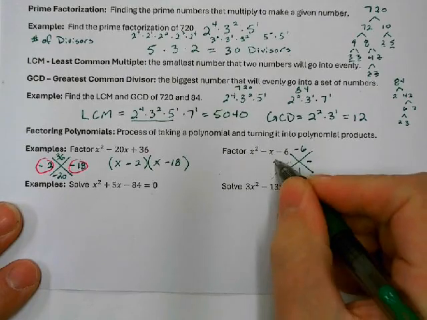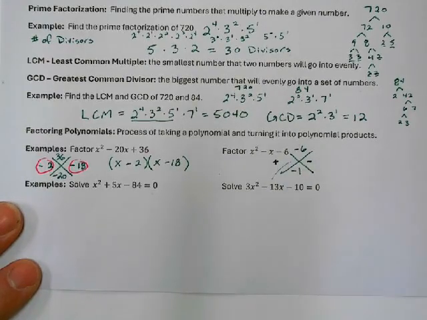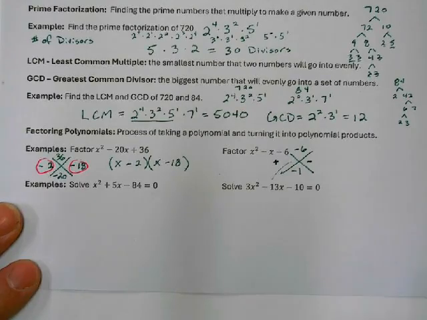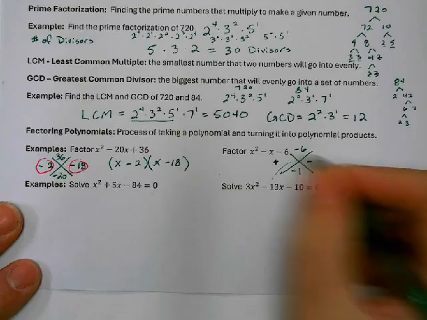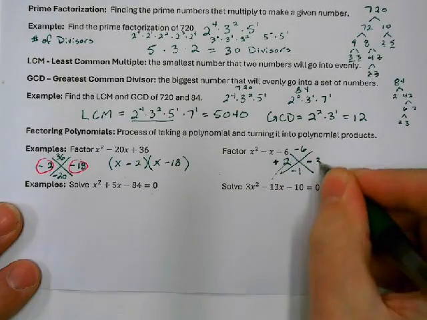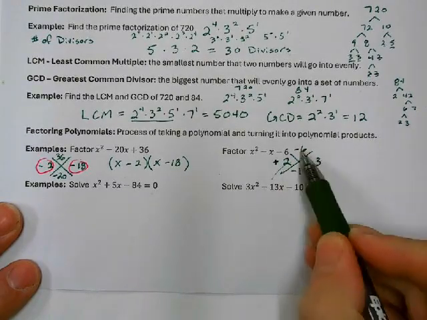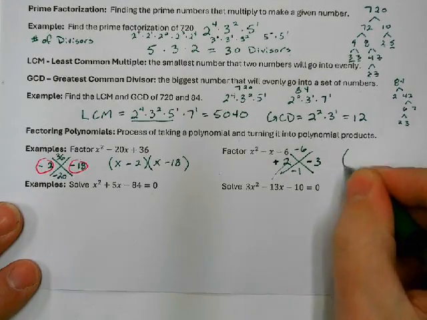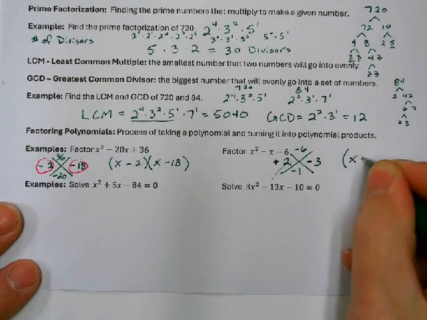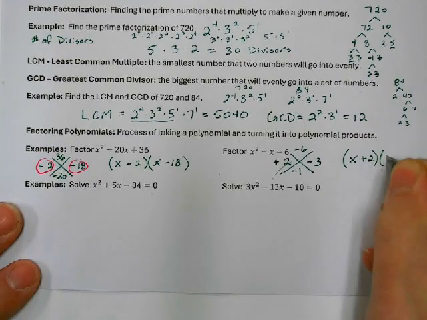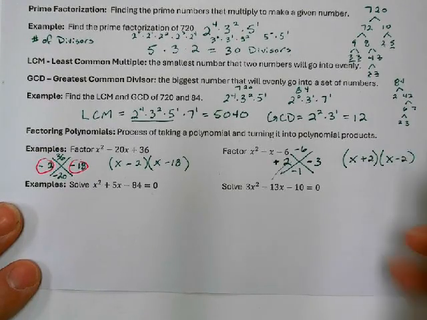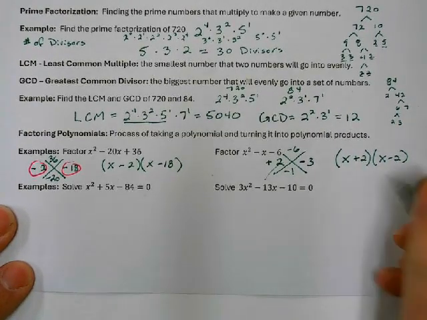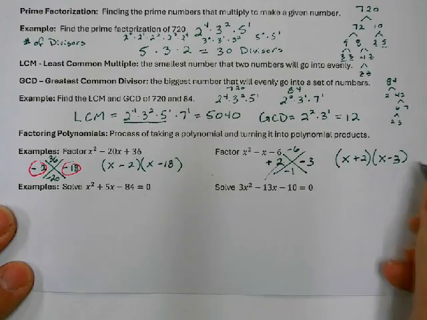All right, so I start with 1. 1 and 6, no, that makes negative 5. Let's try 2. 2 and negative 3. Yes, that works. 2 times negative 3 is negative 6. 2 minus 3 is negative 1. So this turns into x plus 2, x minus 3. We call these the factors. Oh, that's minus 3. Why did I write 2? I don't know.